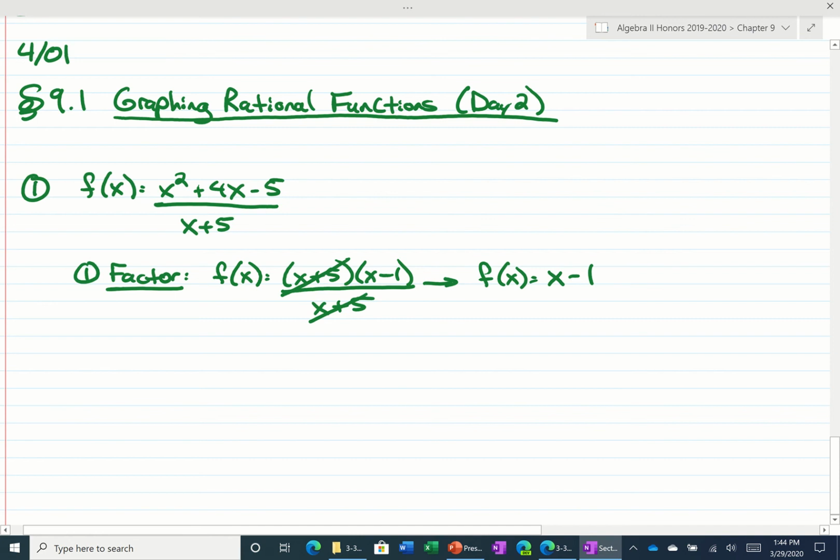We don't have to go on to step 2. This is what we're actually graphing. That's a simplified version of the original expression.